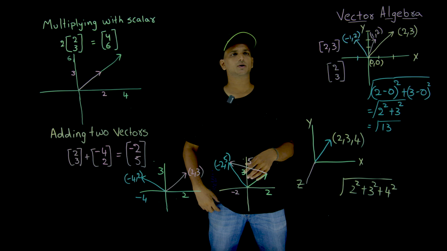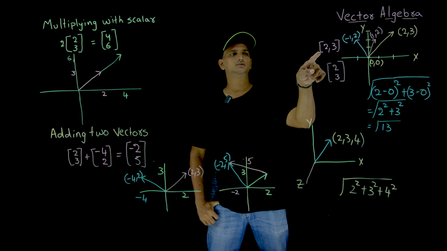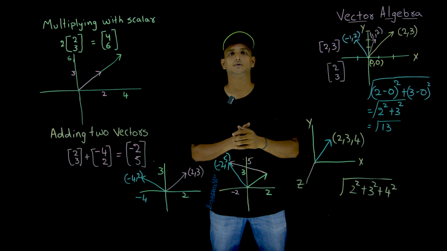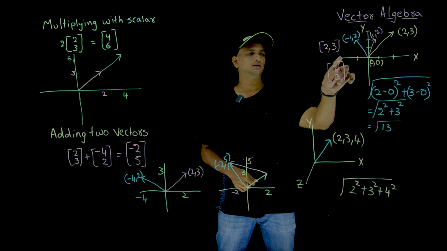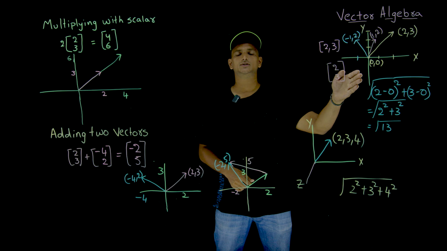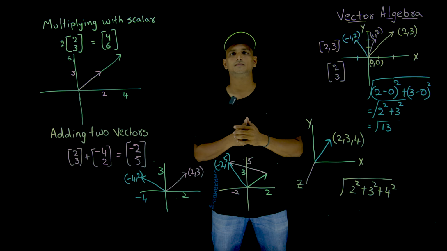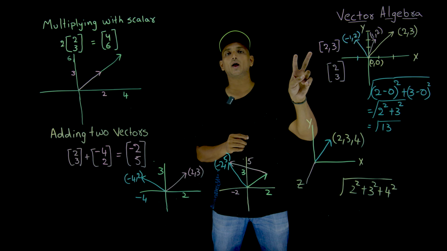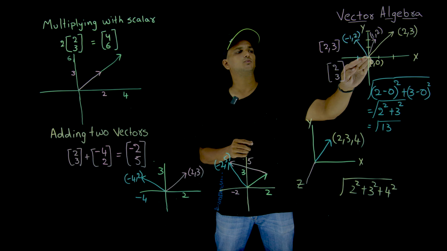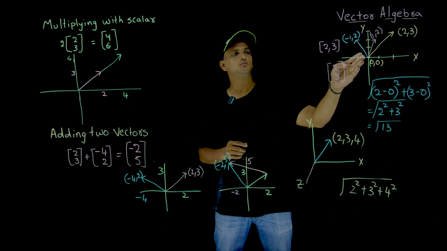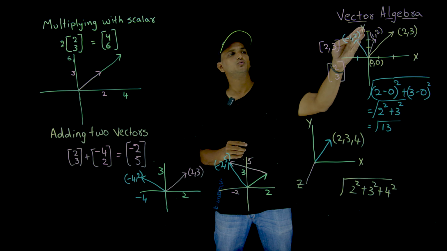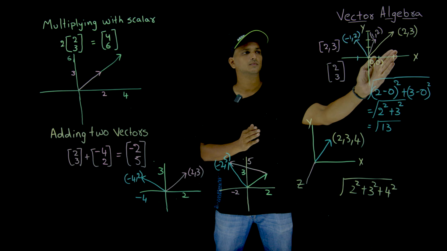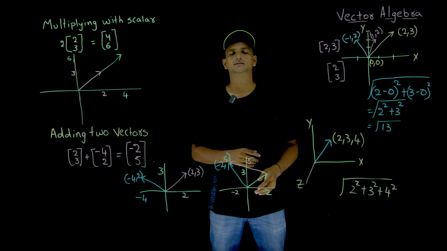Coming to vector algebra basics, suppose (2, 3) is a vector in two-dimensional space. It has an x-axis and a y-axis. This is a two-dimensional plane. In this plane, a vector is represented using two values, (2, 3). One value represents the movement towards the x-axis, and the second value represents the movement towards the y-axis. It is moving 2 units towards the x-axis and 3 units towards the y-axis.